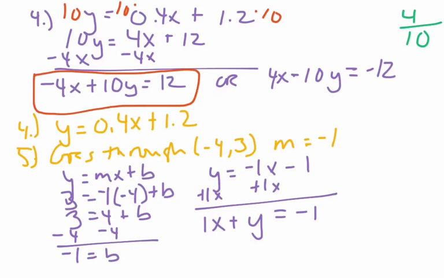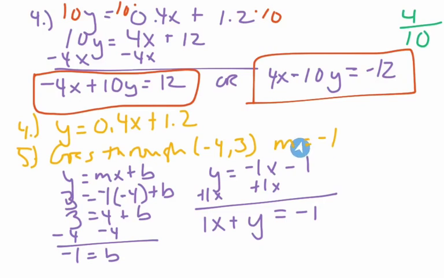Or if you're in a situation where you have to have that leading coefficient be positive, you can multiply everything by -1. And so -1 times -4 gives you +4. -1 times 10 gives you -10. And -1 times 12 gives you -12. So either of those forms is fine.